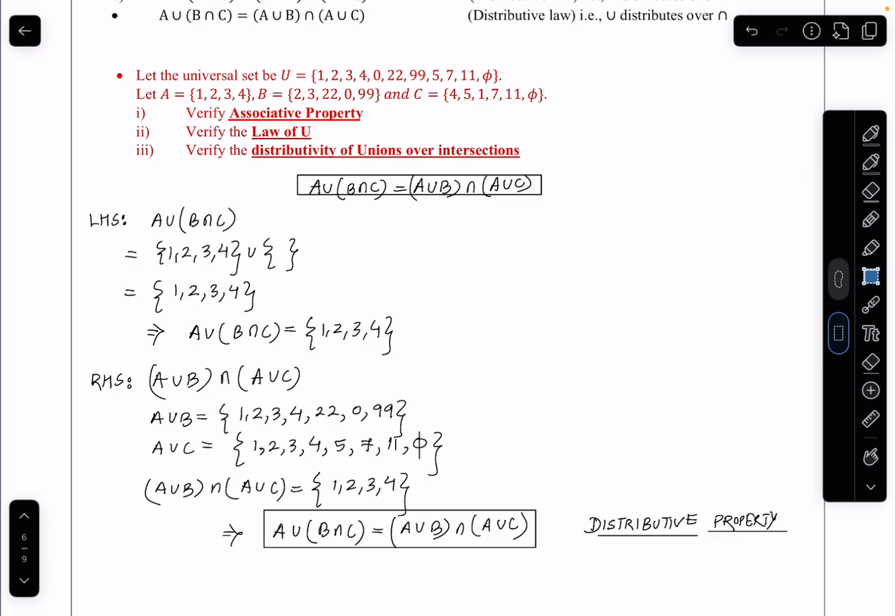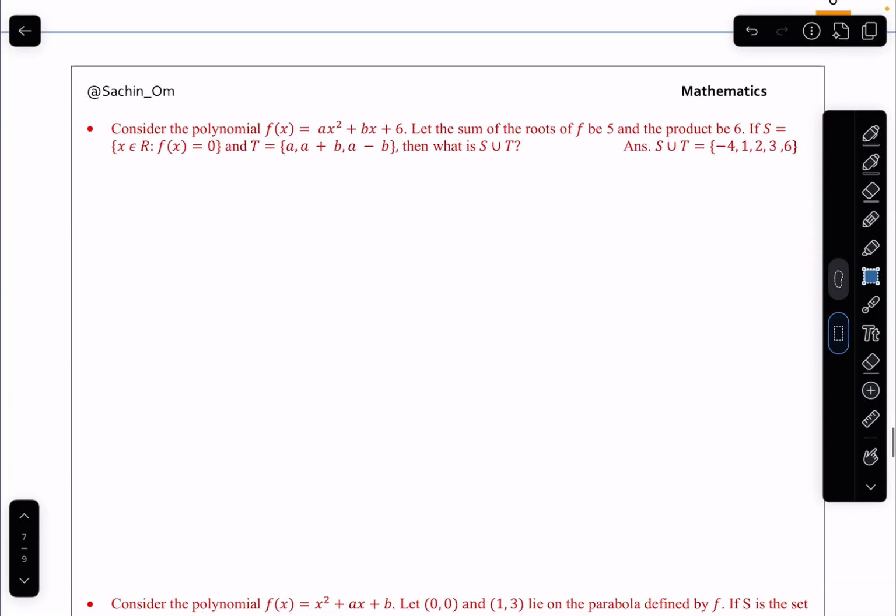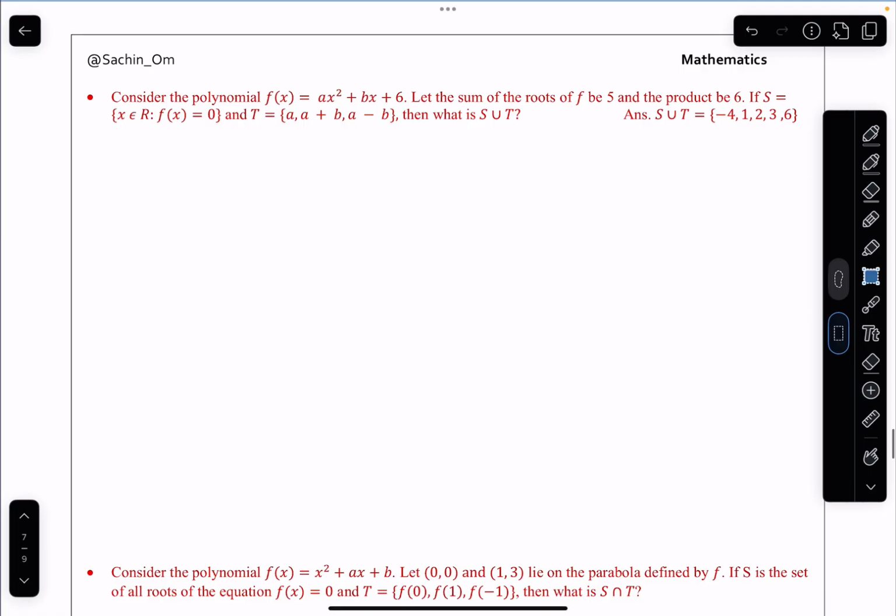Now let me take up a few examples based on the operations we have talked about, and then we'll end the lecture. So I'll just take up these two examples for now. One is talking about finding union. The other one is talking about finding intersection. So let's consider the first question.